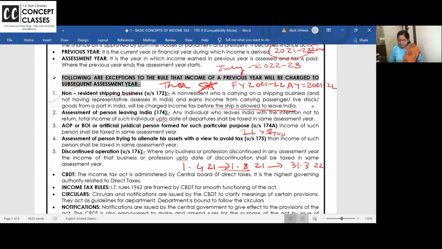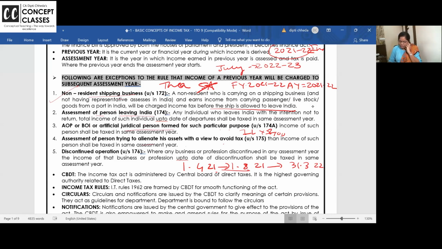Assessment of a person trying to alienate his assets with a view to avoid tax. Look at the language. At least I request you, dear students, if you understand this, not by-hearting, but if you understand, try to quote these side headings the same. Sections, if you remember, fine. If not, it's okay. Leave it.